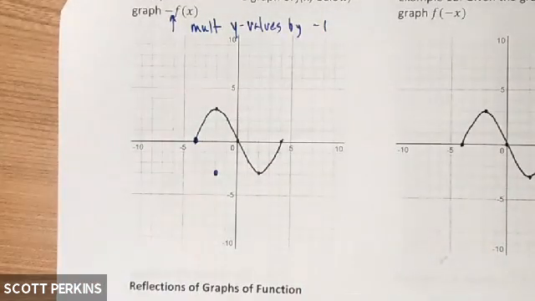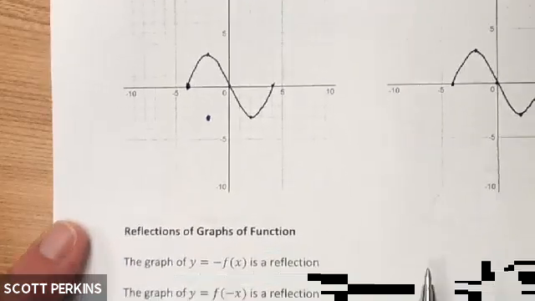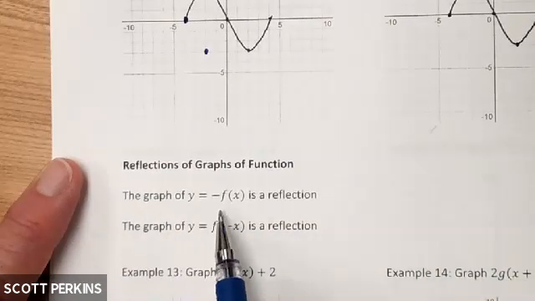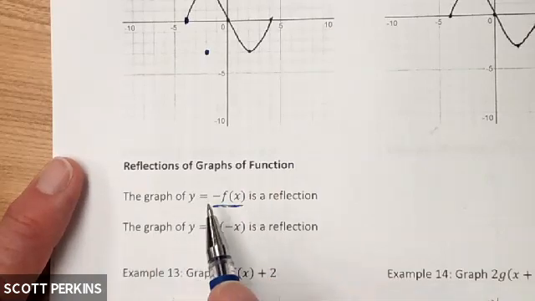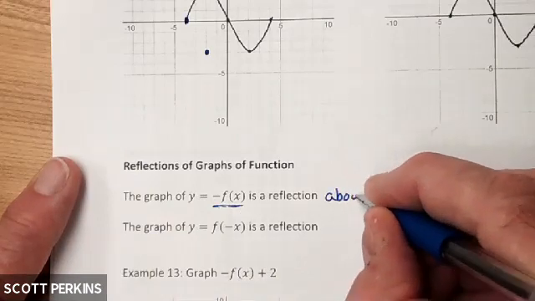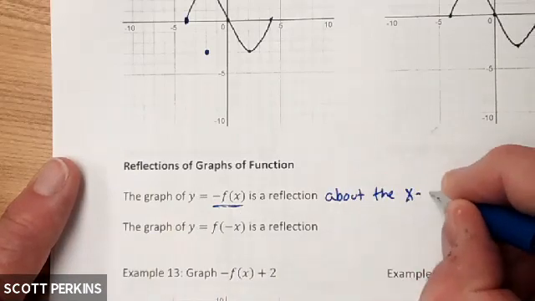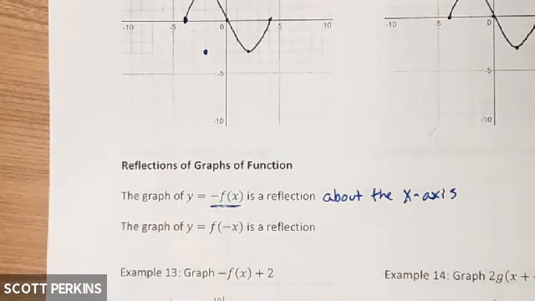So what I'm trying to show you, before I finish the graph, I'm going to fill in this statement. When you multiply your y values by -1, I'm going to slide my paper up a little bit. When you multiply your y values by -1, what this creates is a reflection of the graph. And the graph is going to be reflected about the x-axis. What that means is whatever was above the x-axis now gets reflected below. Whatever was below the x-axis now gets reflected above. Yes?